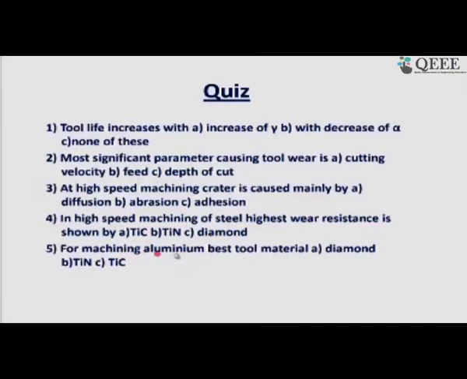And for machining aluminum, it is the other side, diamond is the best candidate and not TiN or TiC, because aluminum acts like a solvent for this solute. So, this thing will be literally eaten up by the aluminum during cutting. So, with that we conclude this session.